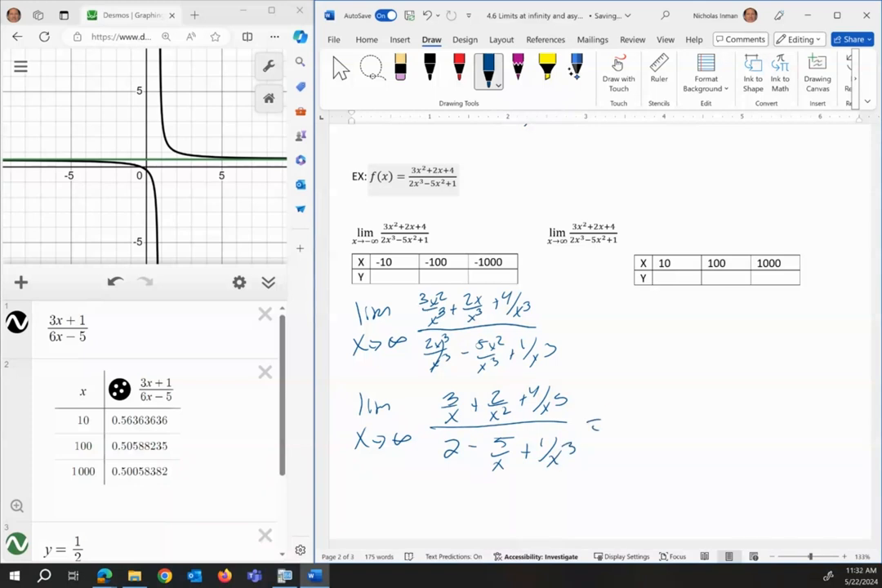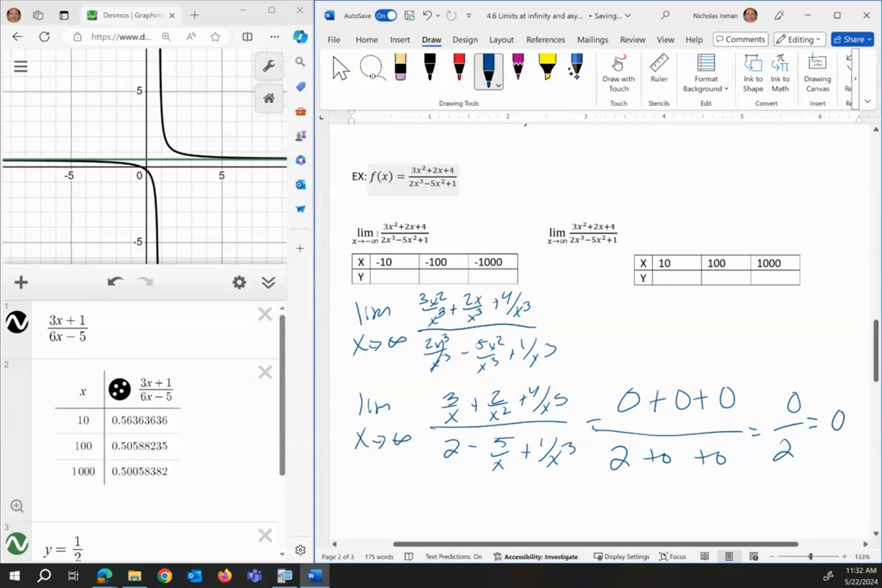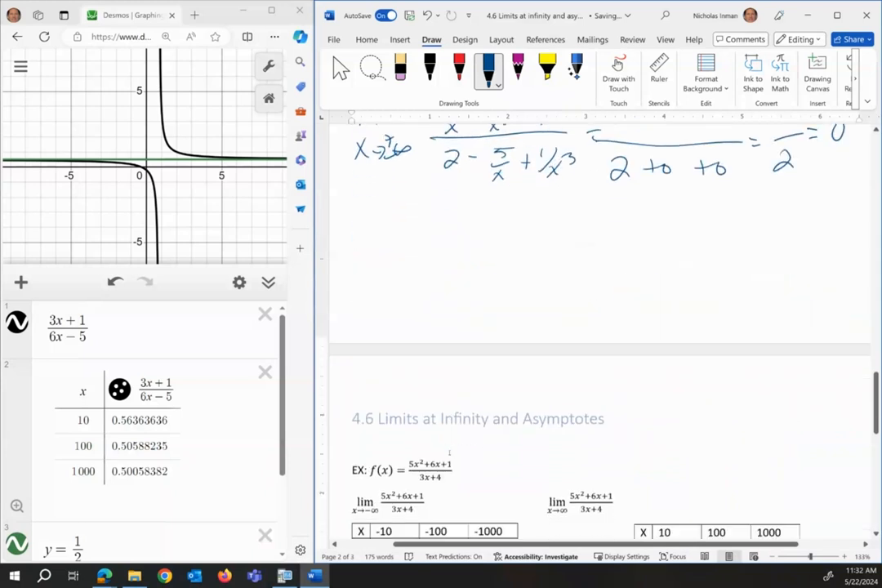Now when I plug in infinity in my head, I get 3 over infinity. That's a 0. 2 over infinity squared, that's a 0. 4 over infinity cubed, that's a 0. On the bottom, I have just a 2. 5 over infinity is a 0. 1 over infinity, that's a 0. So I wind up with 0 over 2, or 0. And you'll discover that this function, if you do the limit form or the table form, you will get 0 for both sides. Will it matter if it's positive or negative here? No. If I put negative infinity into all those ideas, I still just have this 2. There's nothing else I have to worry about.